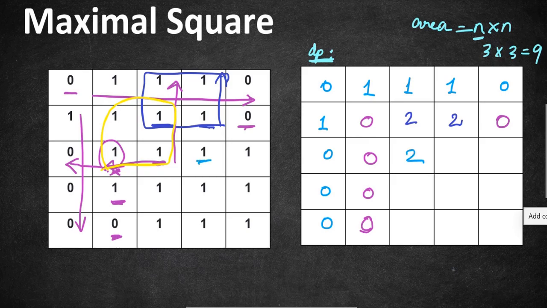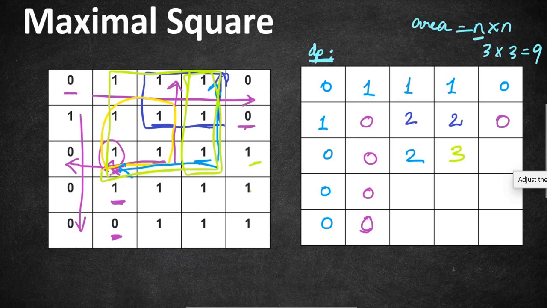Coming to the next one. In this case, if you observe, we have 3 ones before it and 3 ones left to it. So it is possible to form a 3 cross 3 square. Let's check the values around this square. This 3 cross 3 has all ones. So the side length of this square is going to be 3 and the area is going to be 3 cross 3, which is 9. So I'm going to update 3 here in this spot.